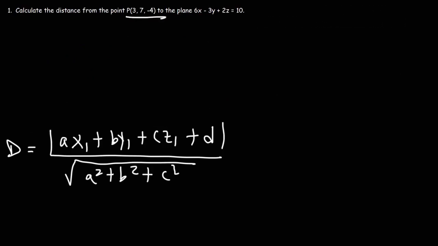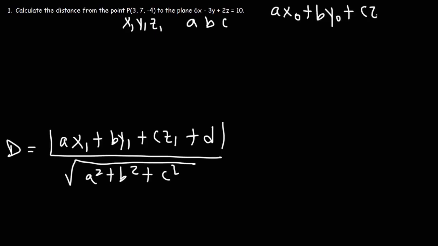So point P1 is what we see here, 3, 7, -4. x1 is 3, y1 is 7, z1 is -4. And a is 6, b is -3, c is 2. D, well, be careful with this one because I should have kept this, but remember the formula. D is on the left side of the equation, not on the right side. So D is not 10, but D is -10. That's one trap you don't want to fall for. So let's go ahead and plug everything in.